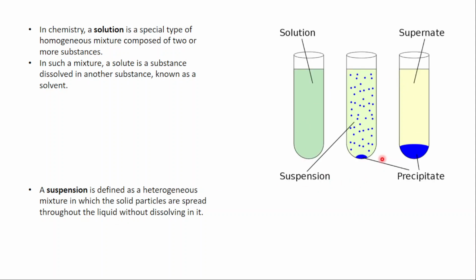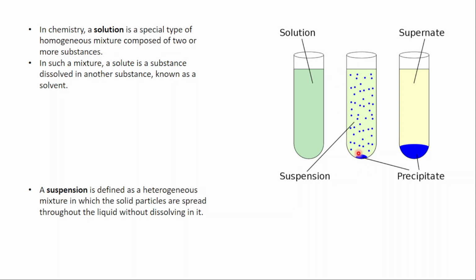So this is a schematic diagram showing a solution, which is totally homogeneous. Both of the components lose their individual identity and you cannot separate them physically. While this is a suspension, in which the blue dots that we see are the solid particles. There are also some solid particles which are sedimented at the bottom of the tube, and this gray liquid is the fluid or the solvent. So solid particles haven't completely dissolved in the liquid and some are precipitating.